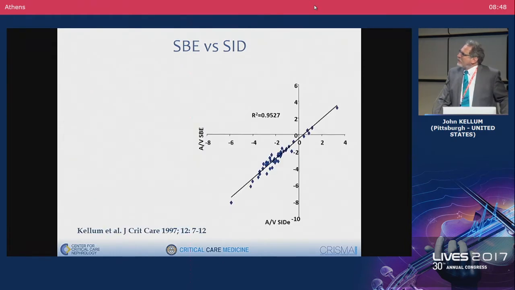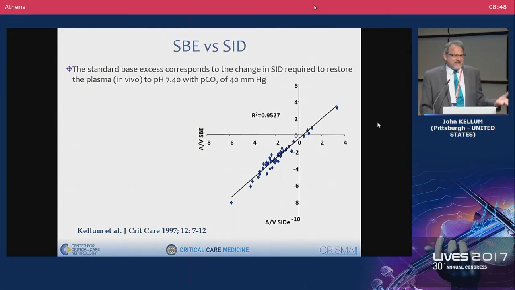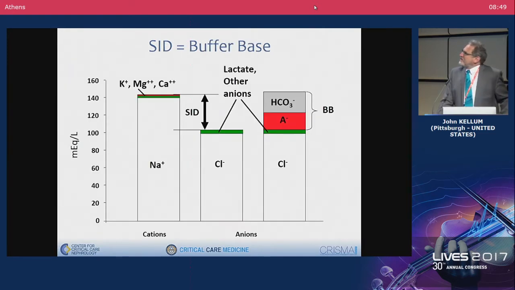And we know, we published this many years ago across a vascular bed where weak acids don't change and you can measure everything else, the strong ion difference and the base excess are tightly correlated. In fact, the strong ion difference is equivalent to the standard base excess, the change in the base excess which will correspond in vivo to a pH of 7.4 and a PCO2 of 40. Now, why is that? Well, the reason for that is that these concepts are simply measuring the same thing.